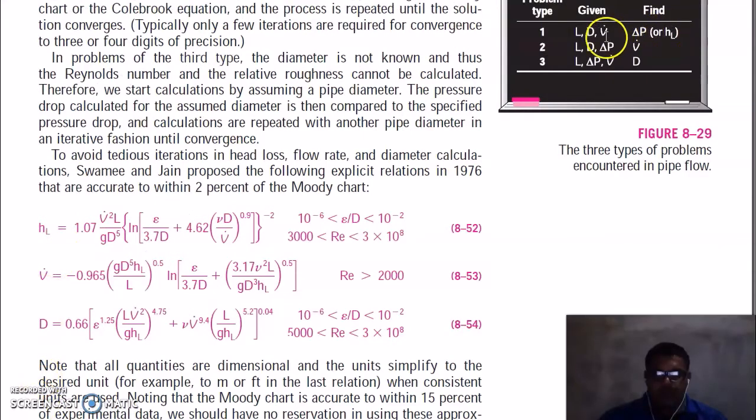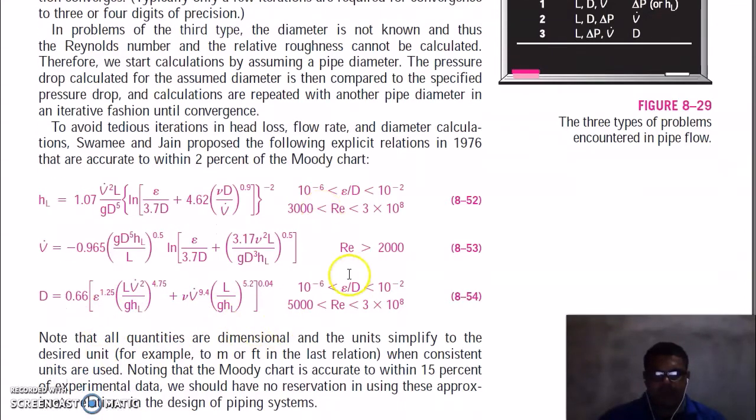This is for the head loss, which is when your L, D and velocity or volume flow rate are given. So this parameter is given, D is given, L is given, you can find this. In the second relation, you can find the velocity when your length, diameter and pressure drop are given. So length, diameter and head loss, or you can say pressure drop, are given. In the third one, you can calculate the diameter when your length, pressure drop and velocity are given. So these are valid for a particular range.